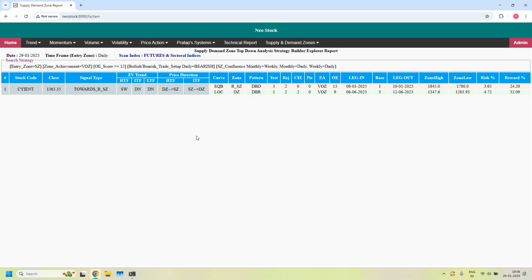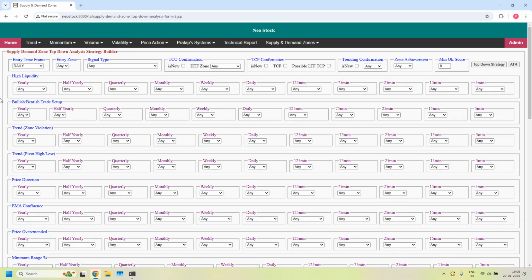Daily supply zone here. So next income trade is the weekly income trade. So first weekly income trade, bullish trade setup. Entry time frame 75 minutes. Entry zone, demand zone. In bullish or bearish trade setup at 75 minutes entry time frame, I am selecting bullish.